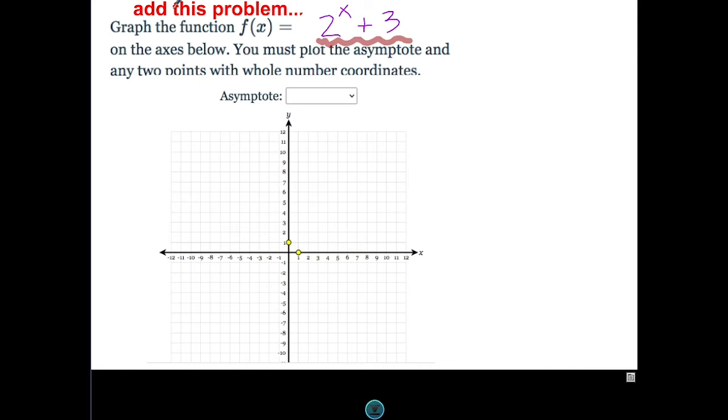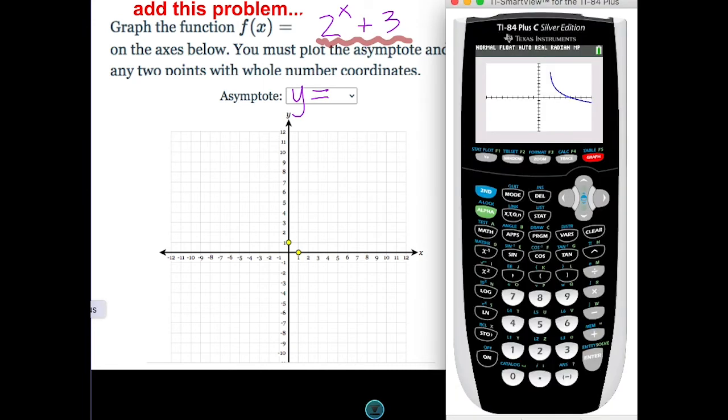Because it's exponential, I know the asymptote is y equals. I'm going to graph this and use my calculator to see that. I'm going to go 2 to the power of x plus 3. Clear off this stuff. 2 to the power of x plus 3. Let's hit graph. Let's take a peek. There we go. I can kind of see that asymptote. The horizontal asymptote is like at 2 or probably 3 here.